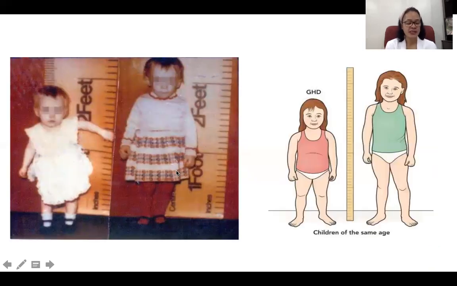Okay, so this is a picture of a patient with hypopituitarism. This one is a patient with growth hormone deficiency. This one is a normal child. And this one is one with growth hormone deficiency.